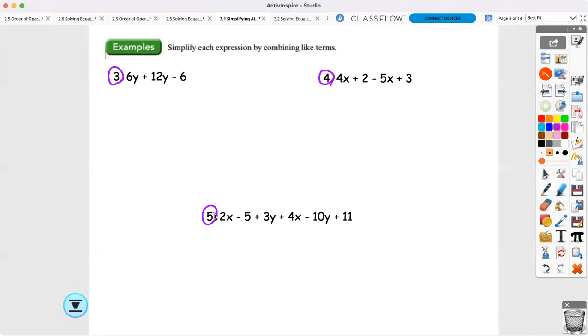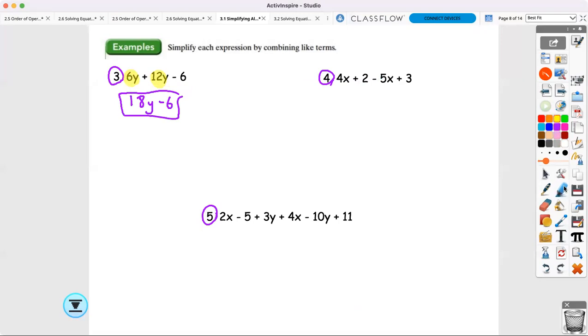All right, let's look at example 3. 6y plus 12y minus 6. Well, from looking at this, I can tell that 6y and 12y are like terms. When I combine those two, I am going to get 18y. And then minus 6 cannot be combined, so we are done.